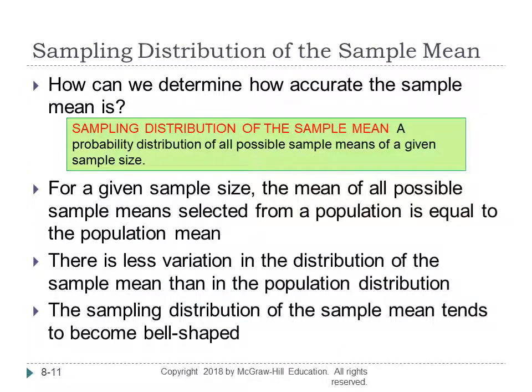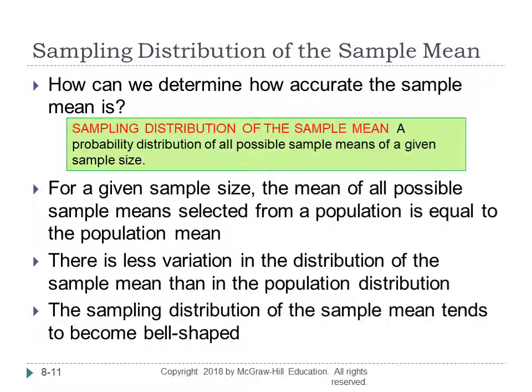Next, we would like to consider the sampling distribution of the sample mean. Of course, the objective here is we want to determine how accurate the sample mean is. You take a sample from the population, calculate the mean for the sample, you are using it to estimate the mean for the population. But the question is, how accurate is this estimate? We'll start by defining the sampling distribution of the sample mean, and then we will see how to measure how accurate our estimate is.